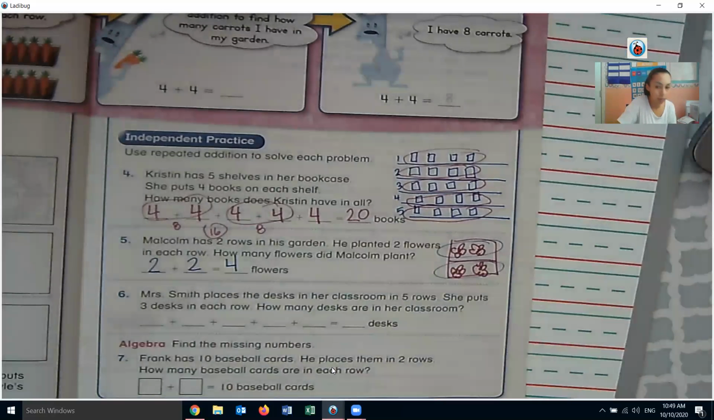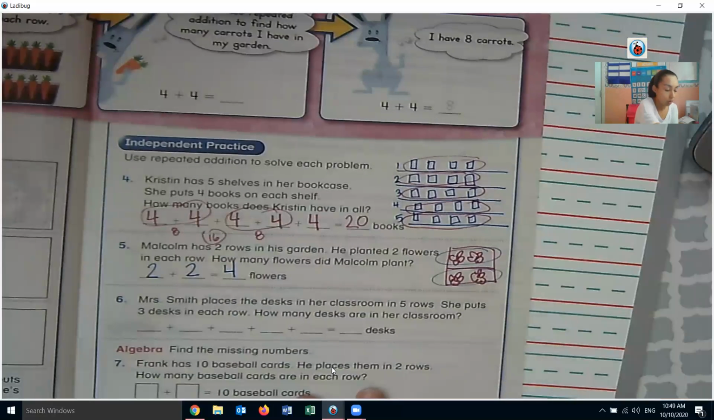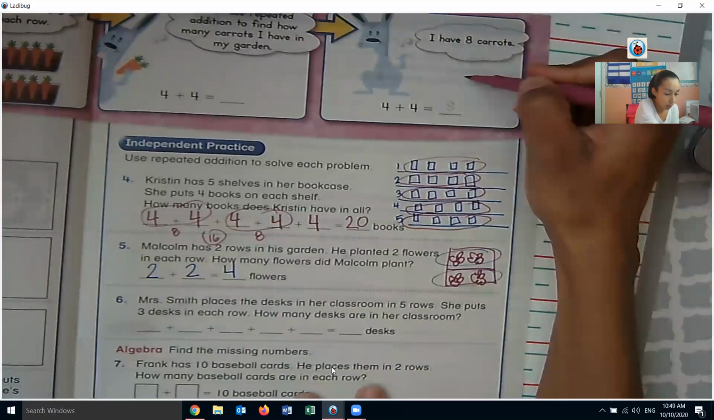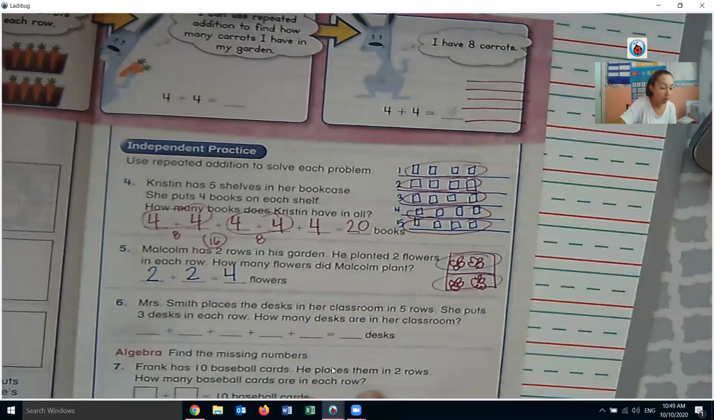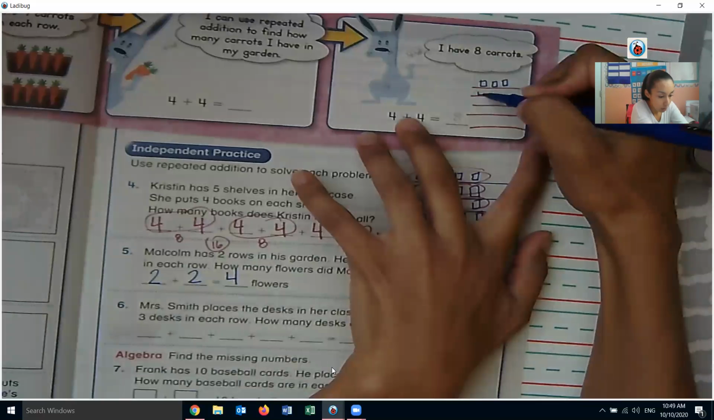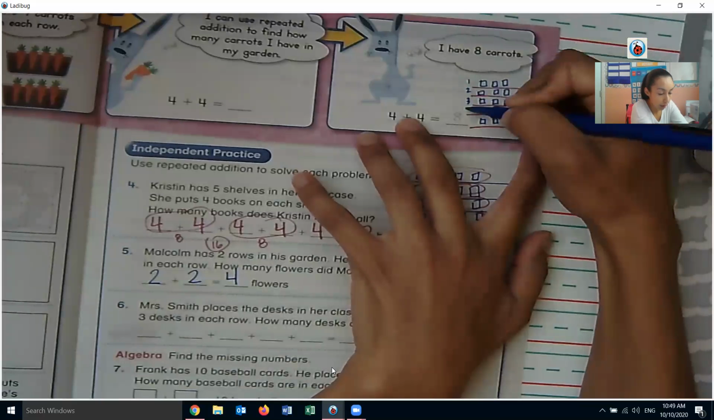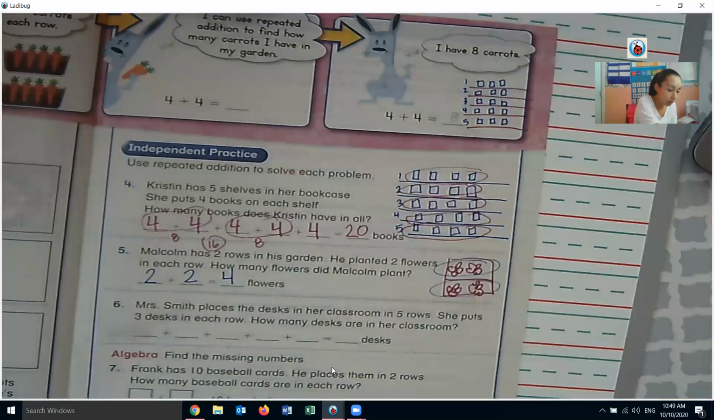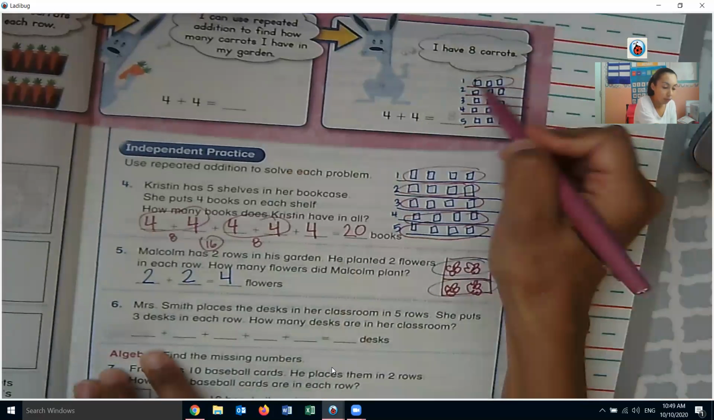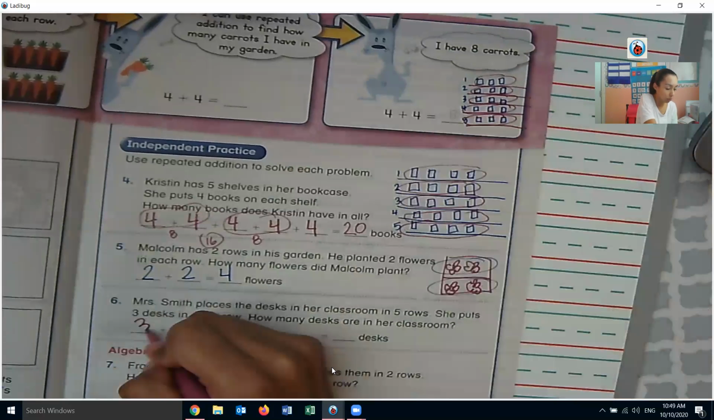Here I think I'm going to need to use this space up here because we have 5 rows. So there's 5 rows. 1, 2, 3, 4, 5. And there are 3 desks in each row. So I'll draw 1, 2, 3, for each row. There's 1, 2, 3, 4, 5 rows, and there are 3 in each of those rows.